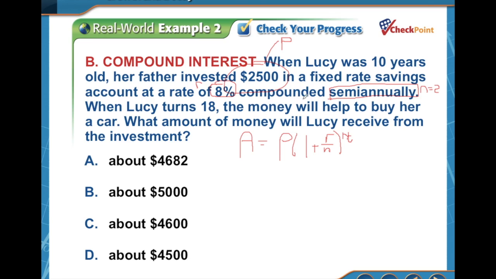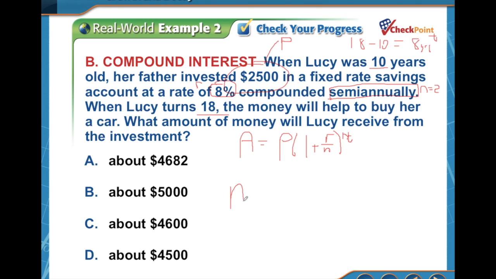When Lucy turns 18, the money will help her buy a car. So the money was initially invested when she was 10. If it was invested when she was 10 and taken out when she's 18, how many years is the money compounding? Well, we just subtract. So 18, take away 10. We know the difference there is 8 years. So our time, T, is 8 years. So those are all our pieces.